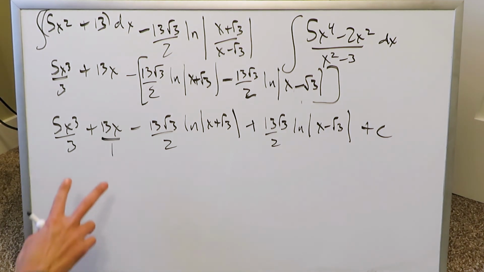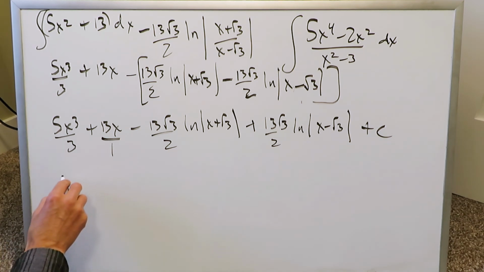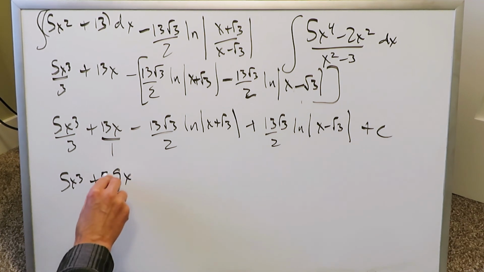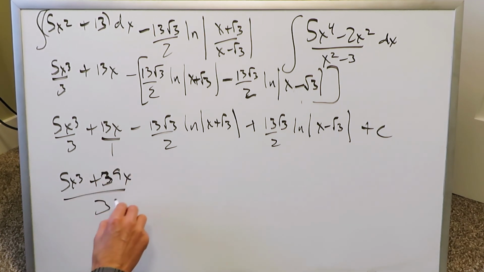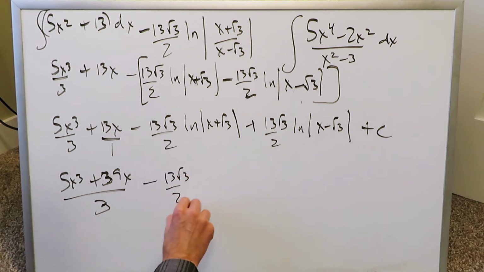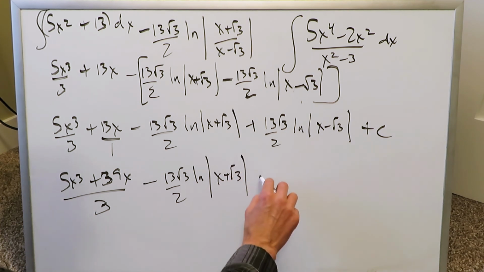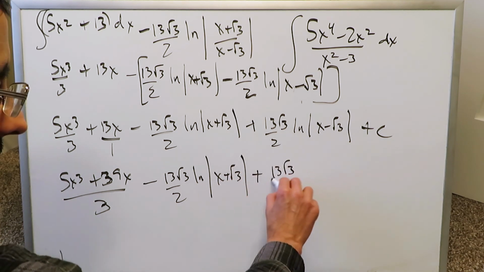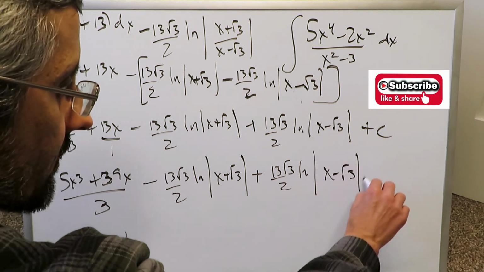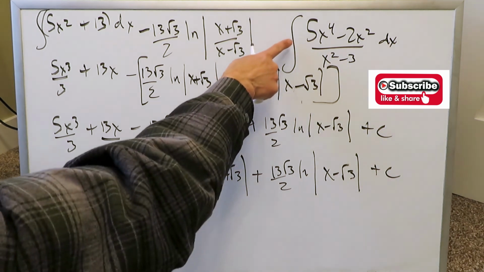As a final step, if we want, we can do a common denominator over here and bring this under a common denominator, which I will. 5x cubed plus 39x, right? 39x over 3. We'll keep this under its separate denominators. Minus 13 root 3 over 2 natural log absolute value x plus root 3, close that, and then we have a plus 13 root 3 over 2 natural log. We'll create a new absolute value x minus root 3, close that, and plus C, and that right there is the final answer of this rational function.